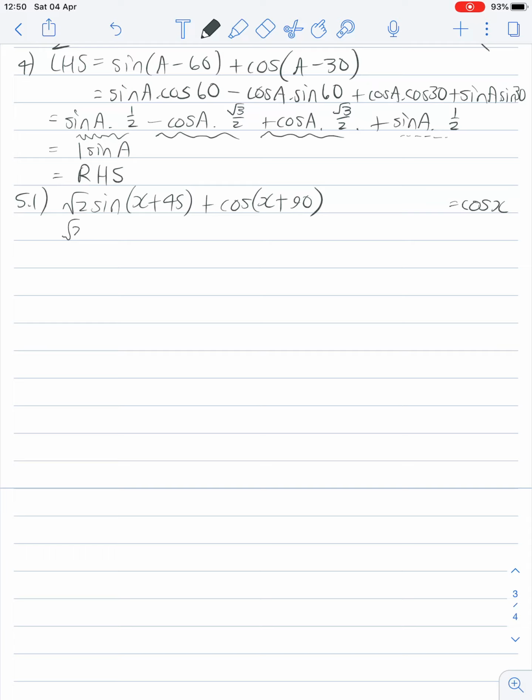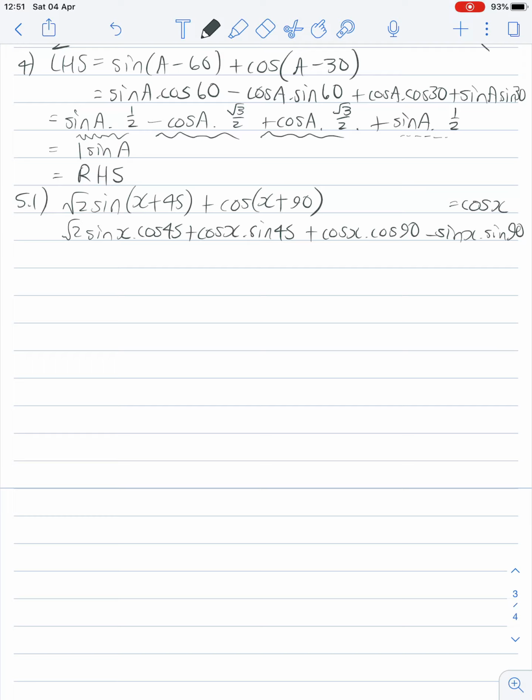When we expand using the compound angle rule, the root 2 is not involved. So now we're going to have sine x cos 45 plus cos x sine 45, and that one is done. And you're going to have plus cos x cos 90, and then minus sine x sine 90. Okay, cool. So now we're reading from left to right again.